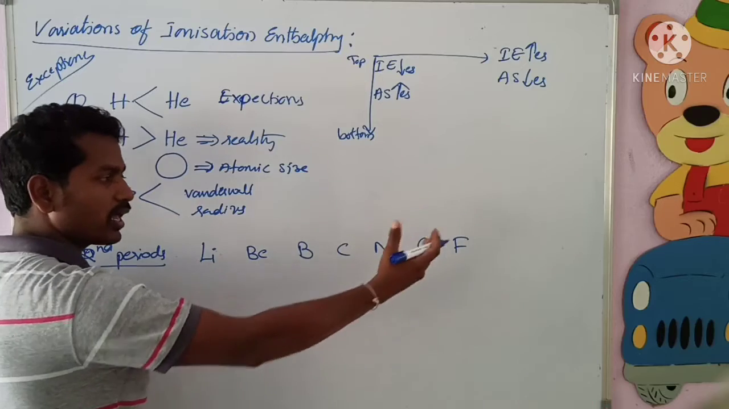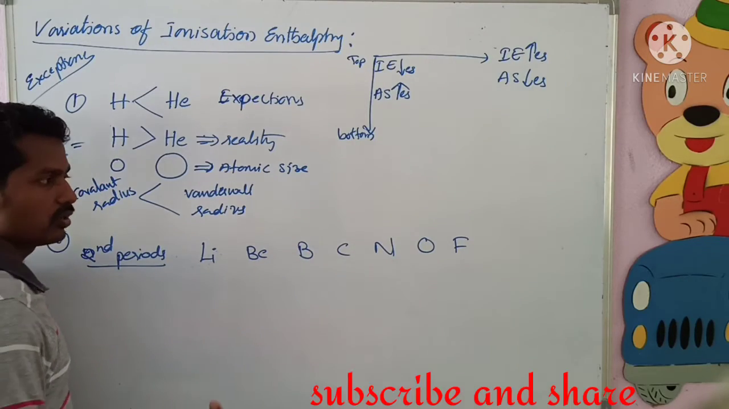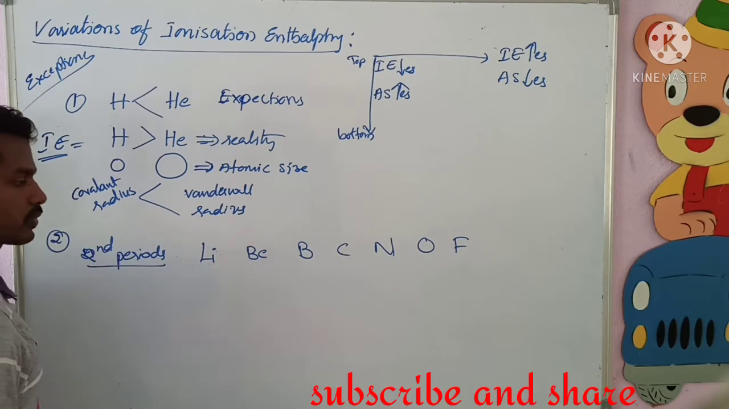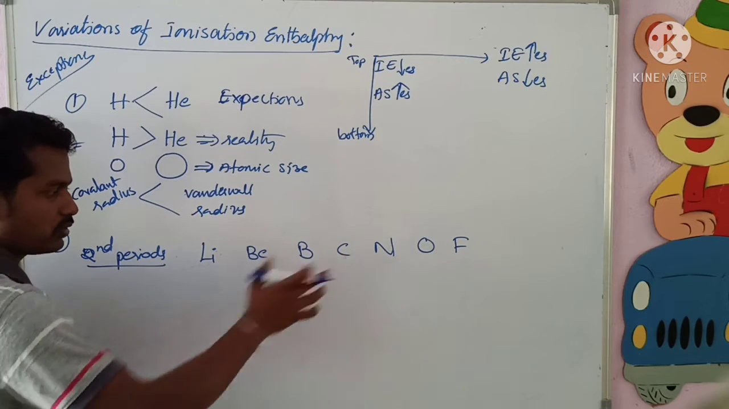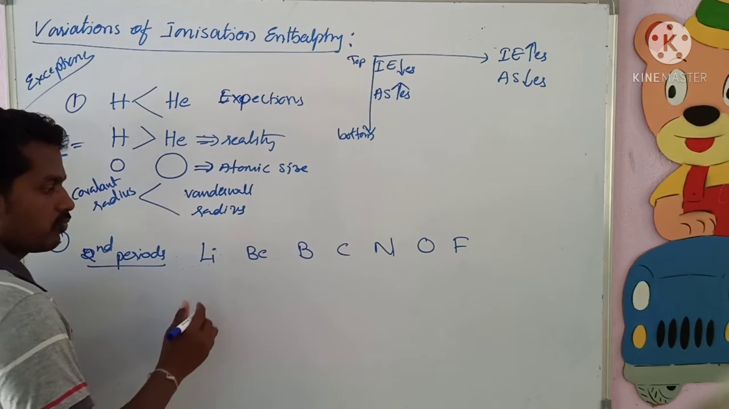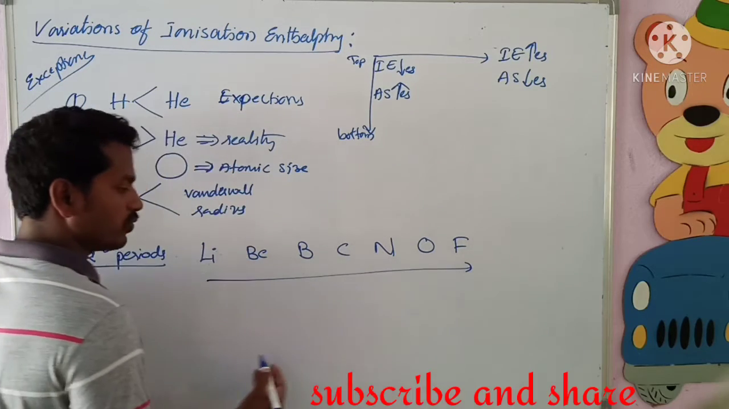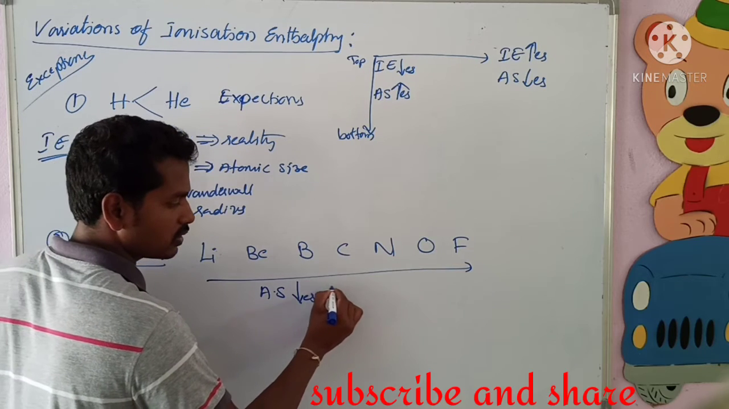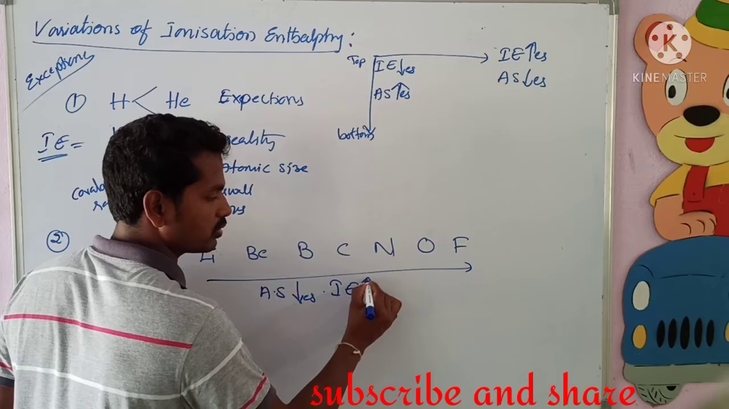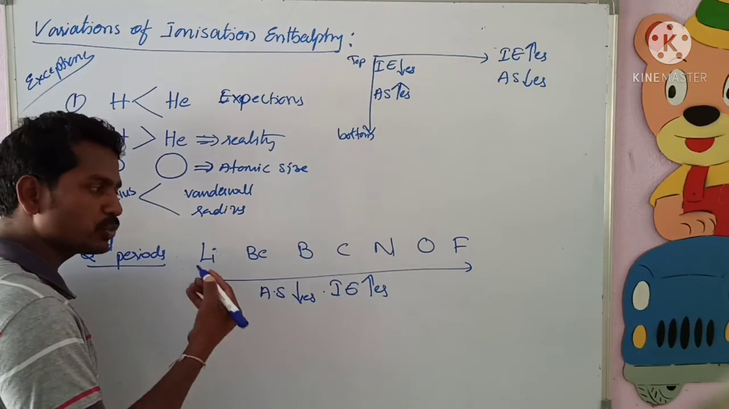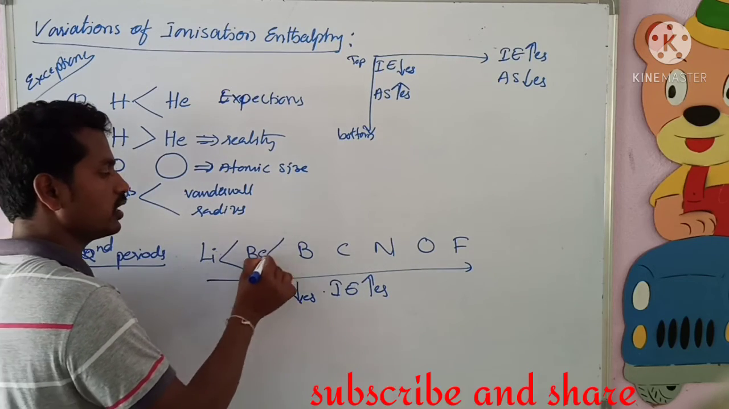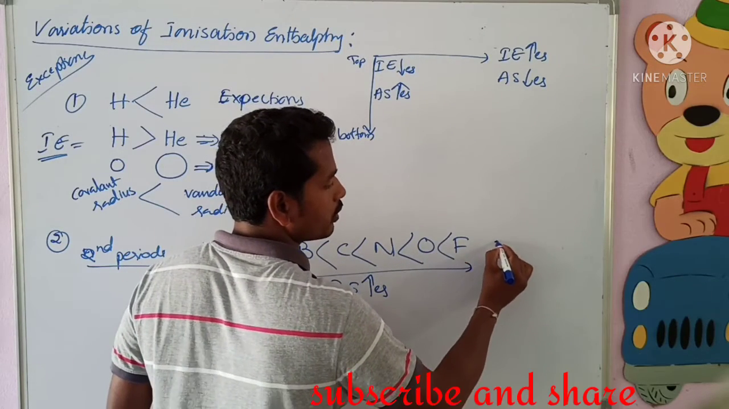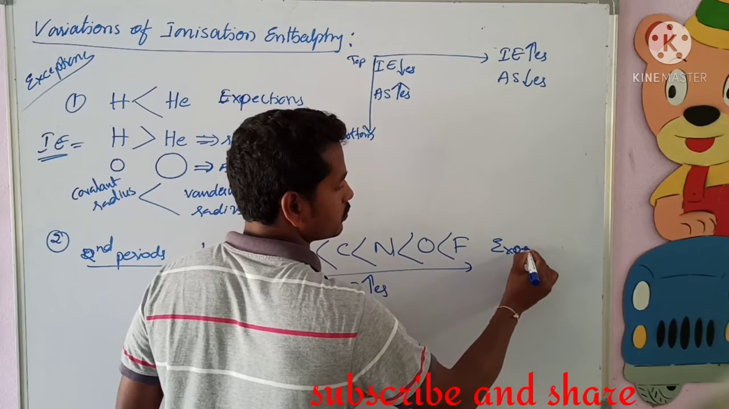Neon is also there, but neon has a somewhat bigger size compared to the others, so I am taking only these. These are arranged from left to right. Atomic size decreases, then ionization energies increase. This is the expectation order, the ionization energy increasing order.